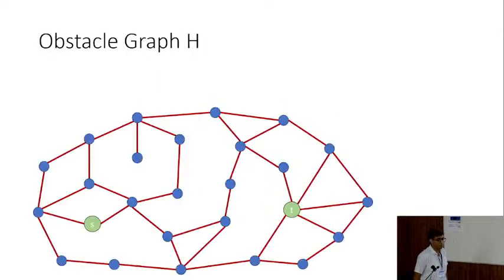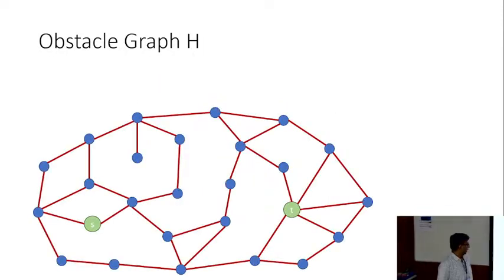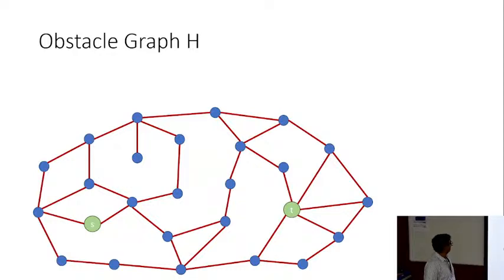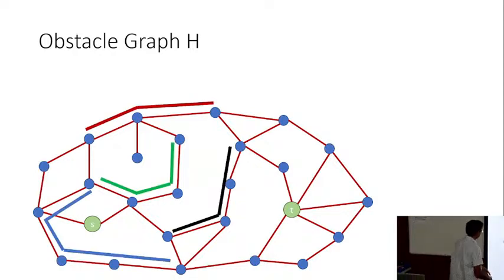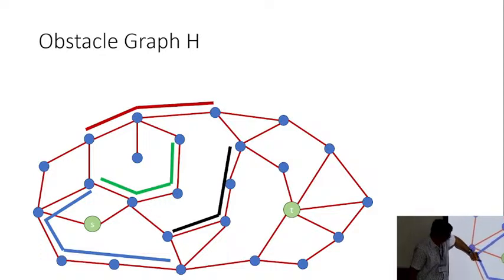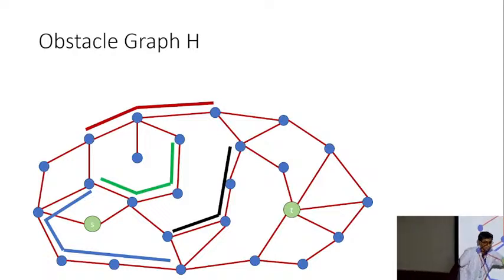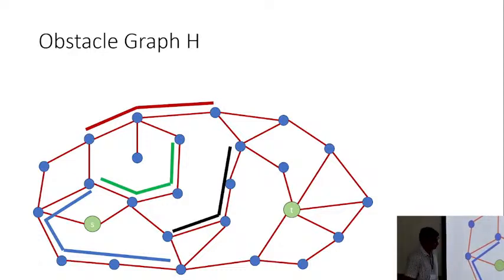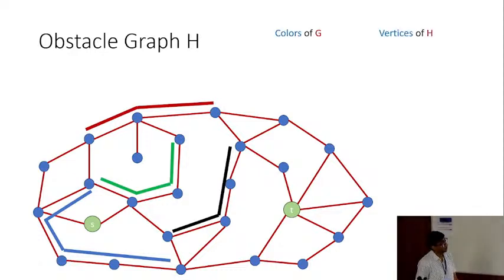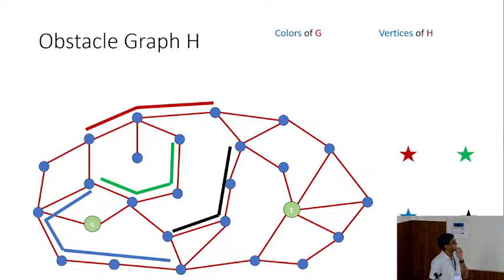Okay, so how do we construct an obstacle graph H? So imagine that these are my obstacles. I have taken a planar graph. So what is my obstacle? This is like some connected set. There's a red region, there's a green region, there's a black region, and there's a blue region. So colors of G correspond to vertices of H.